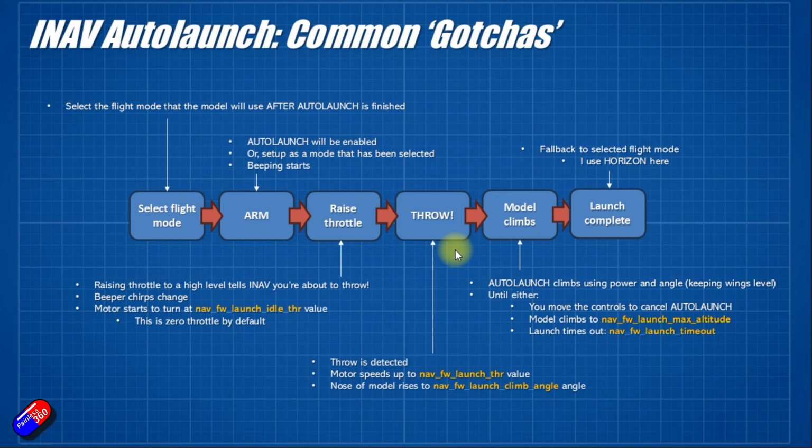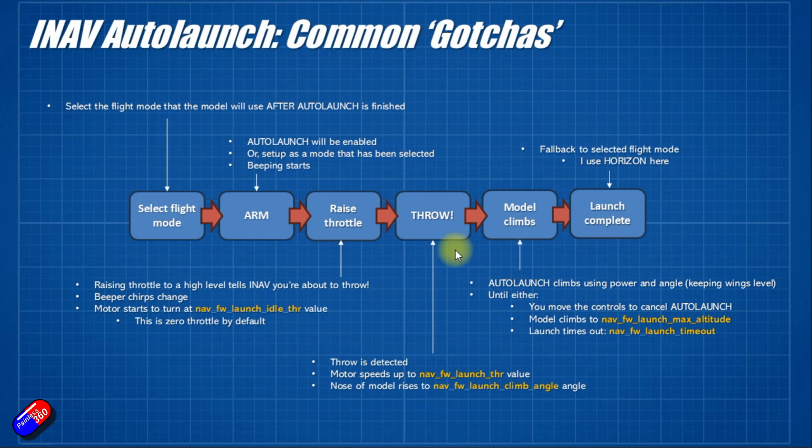As soon as the model detects that it has been thrown, then the motor will speed up to the INAV Autolaunch throttle value. And that's typically going to be 95 or 100% throttle. There are some models like the TBS Chipito on things like a 6S setup where you only need to set the launch throttle to 70% on 6S, but something like 95% is going to be great on a 4S setup. So it needs to be set for the model that you would normally launch at.